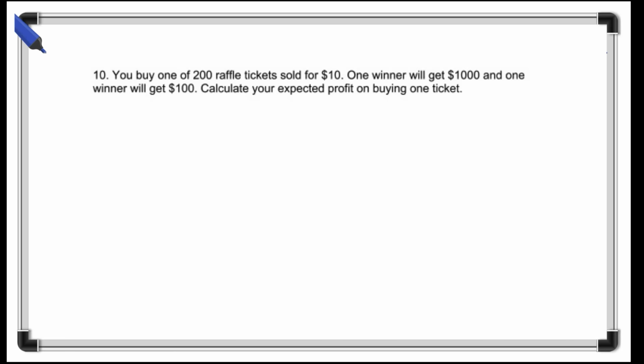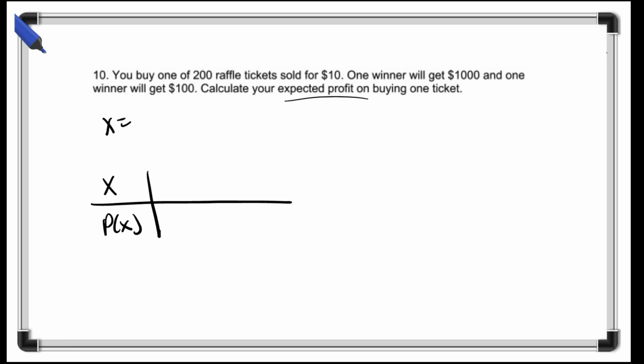Okay, here what we have is raffle tickets. We want to figure out what is our expected profit of buying a ticket. So right now, we're going to make a little probability table. Whenever we want to find expected profit, we're multiplying each of our values by the probability and adding up all those results. So let's make a table here.